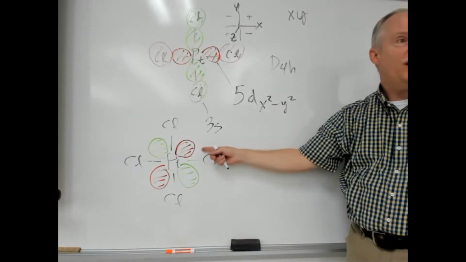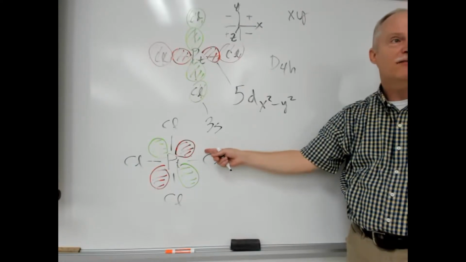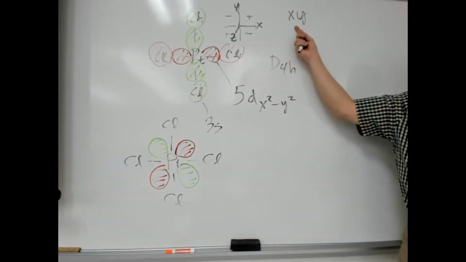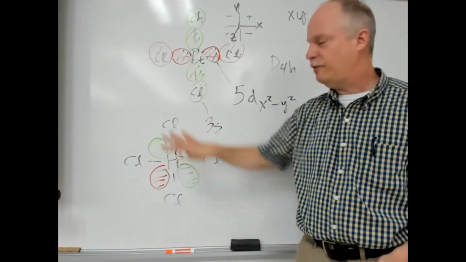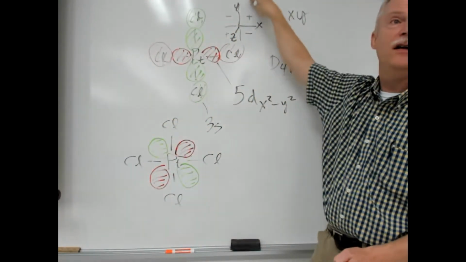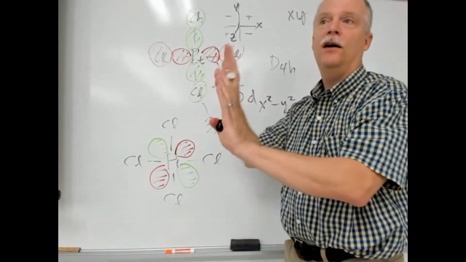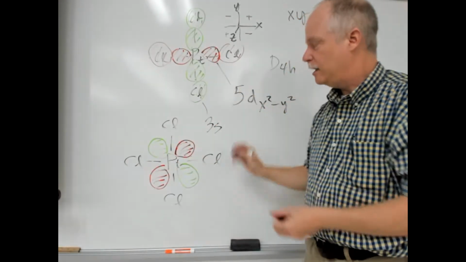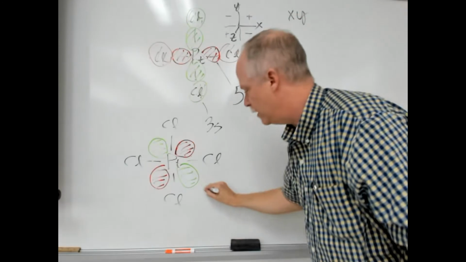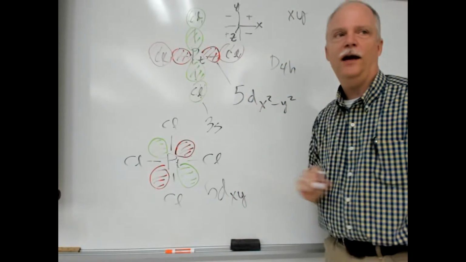Do you see the mathematical pattern? If we labeled red positive and green negative, that's the same mathematical pattern as x times y. I do it that way because I just recognize four quadrants, different colors. That's xy. I have to find the plane that we're talking about. If it was coming out of the board, it'd be xz or yz, depending upon the four quadrant pattern. But this one is xy because it's the xy plane. This is the 5d xy orbital on platinum.